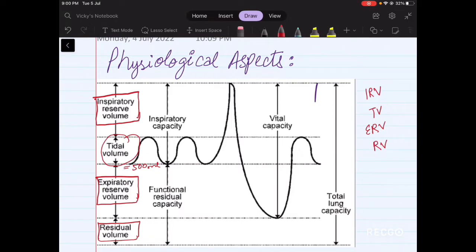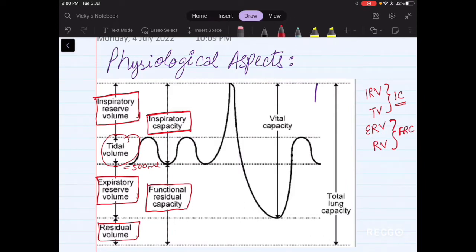Then there are various capacities. For example, there is inspiratory capacity. Inspiratory capacity is nothing but the combination of inspiratory reserve volume and tidal volume. Then we have the functional residual capacity. Functional residual capacity is the amount of air which is left in the lungs after a normal expiration. So it is a combination of expiratory reserve volume and residual volume.